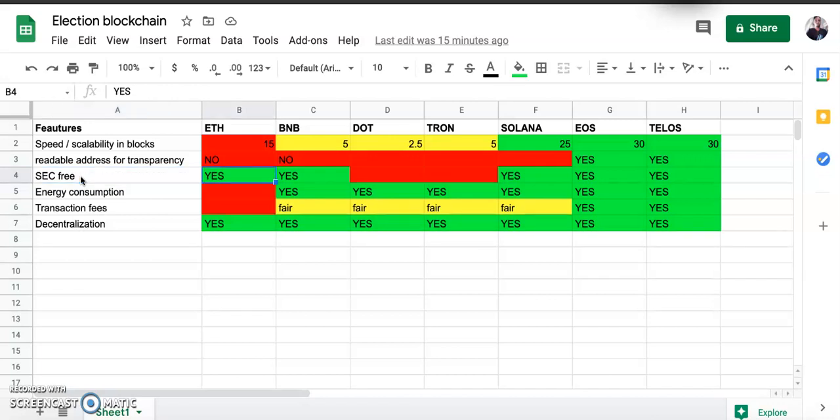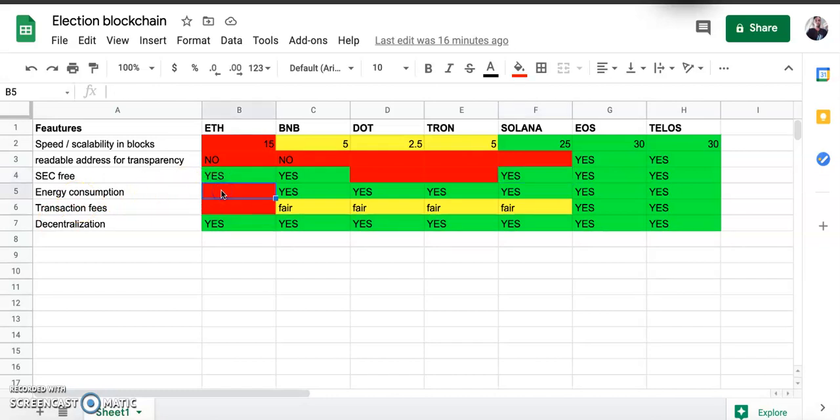Now, Ethereum is free from SEC. BNB, I think, is free from SEC because I just wrote yes there, but I need to confirm. Solana, so far, they are free from SEC. EOS is 100% free from SEC because they've paid their dues. You can check the news yourself.